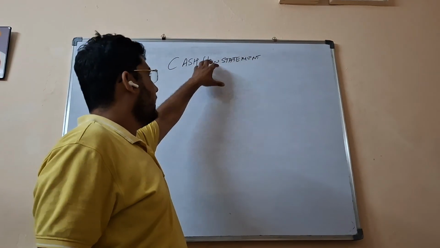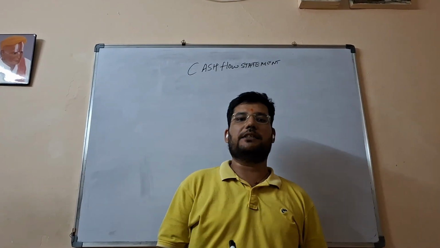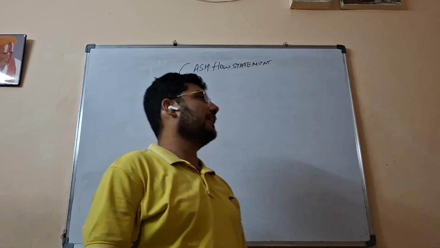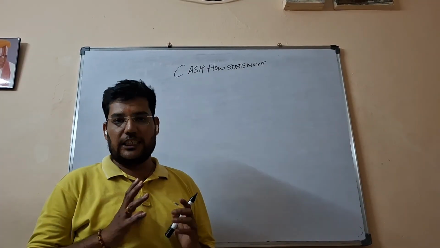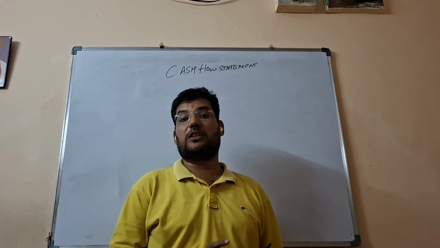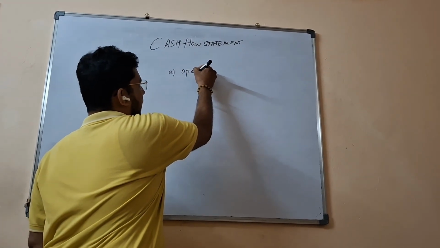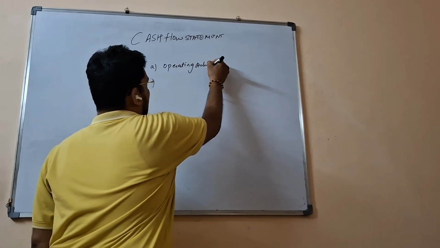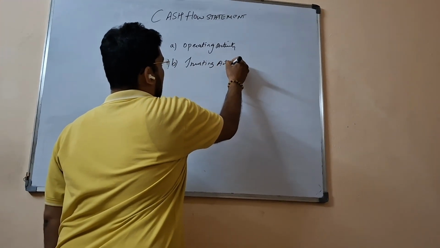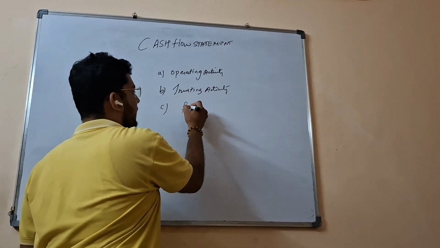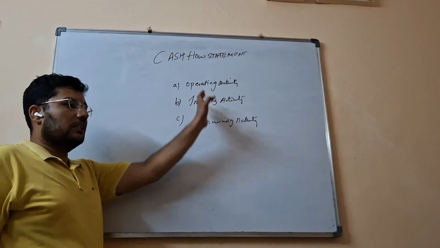Children, today we are going to learn about the cash flow statement, specifically about the operating activity. But before we start with operating activity, what is a cash flow statement? A cash flow statement explains the inflows and outflows of cash from three activities. One is operating activity, second is investing activity, and third is financing activity. Let me explain these three activities.